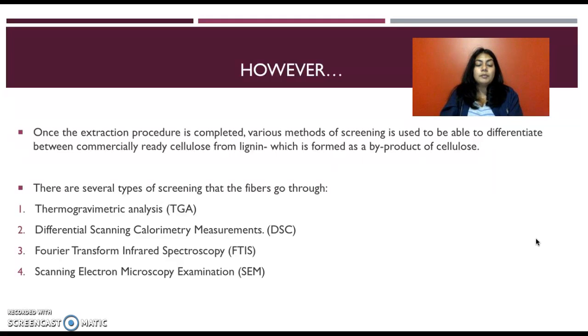1. Thermogravimetric analysis, TGA. 2. Differential scanning calorimetry measurements, DSC. 3. Fourier transform infrared spectroscopy, FTIS. And 4. scanning electron microscopy examination, SEM.